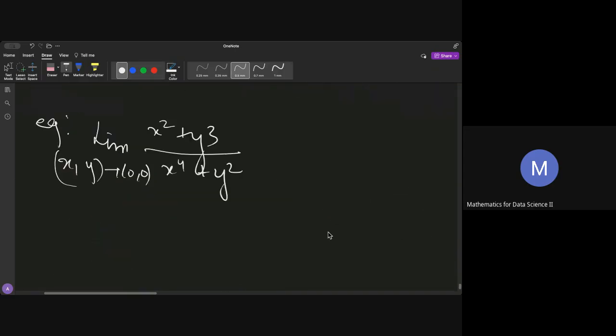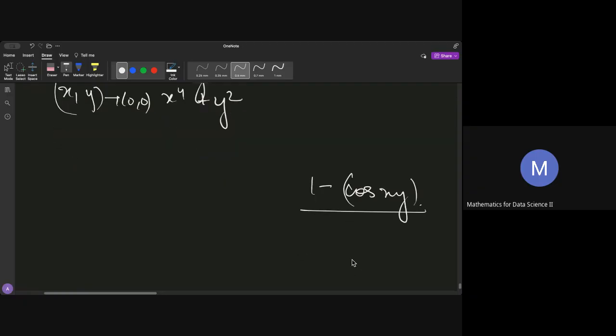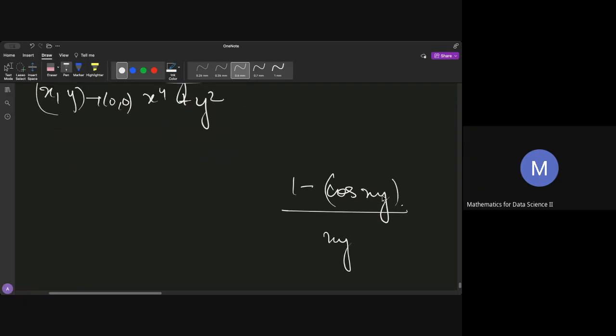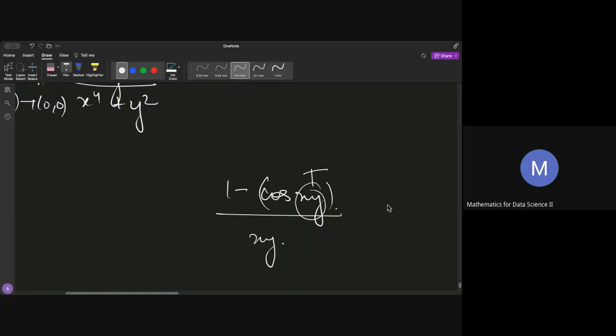Now, if you have something like this, let's say you have (1 minus cos of xy) by xy, then I know that this entire thing can be replaced with a t, right? That's no issue. Or even if I have e to the power xy minus 1. What about this one?